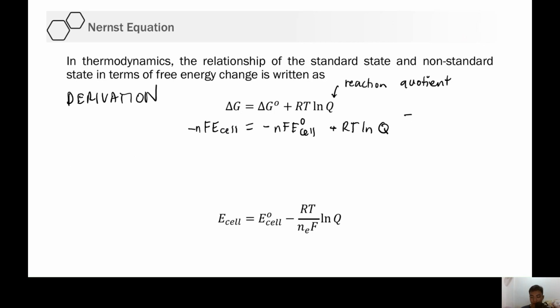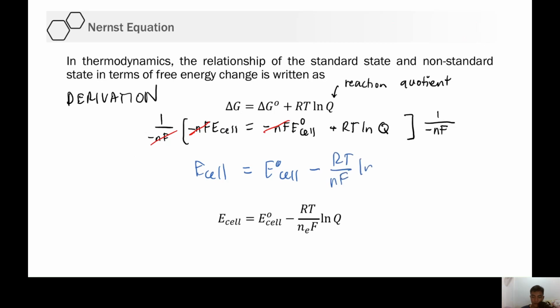Now, if we divide both sides by negative nF, we will get what? We can cancel this, we can cancel that, giving us the final equation: E cell equals E naught cell minus RT over nF ln Q. So that is just how we derive the non-standard cell potential from the free energy.